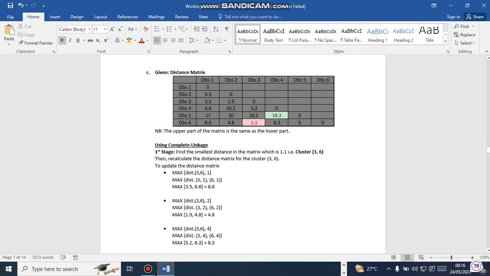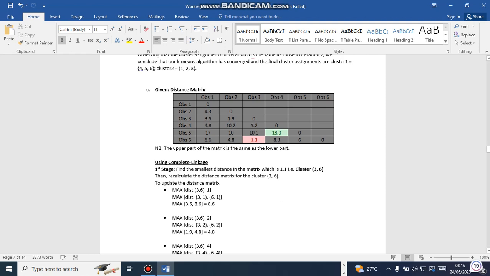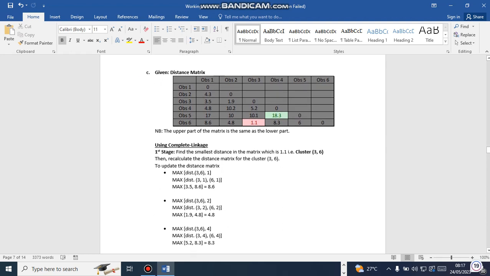So using the complete linkage, the first thing we need to look at is the first stage: to find the smallest distance in the matrix, which is 1.1. You can see this is in the cluster 6 and 3. From then we calculate the distance matrix for the cluster 6 and 3, so we have the maximum distance of 6 and 3.